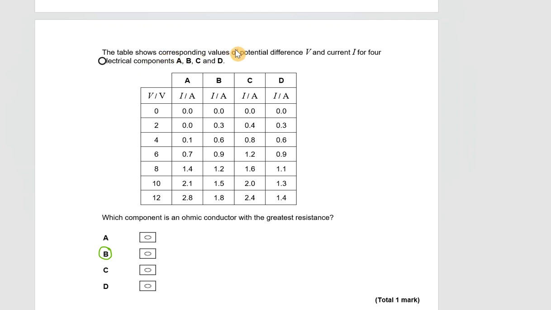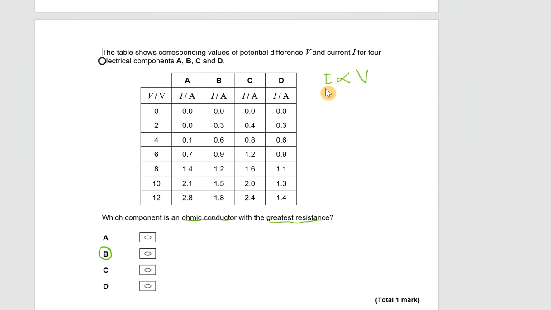The table shows corresponding values of potential difference and current for 4 different electrical components A, B, C and D. Which component is an ohmic conductor with the greatest resistance? Well, let's first of all consider this ohmic conductor. Ohmic conductors are things that have a constant resistance, or we can say that the current is directly proportional to the potential difference. And directly proportional means if the potential difference doubles, the current must double. If the potential difference triples, the current must triple.